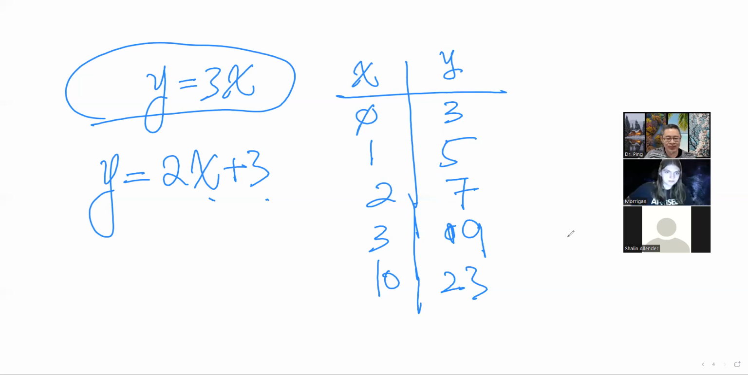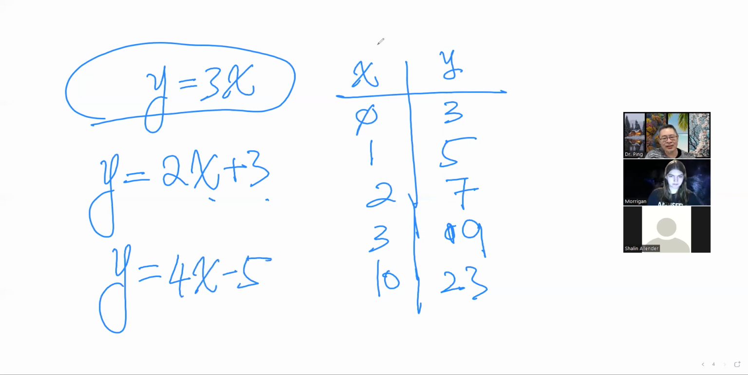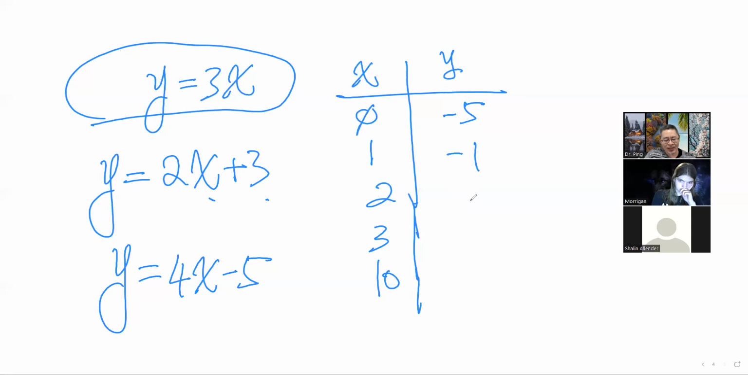Yep. Okay. So now we can change that to a different function. Y is equal to, say, 4x minus 5, and this is 0, 1, 2, 3, 10. So if x is 0, what is our y? -5. Very good. X is 1. -1. Yep. X is 2. -3. Perfect. And x is 3. 3 times 4, would it be 7? Yep. Now x is 10. 35. Very good.